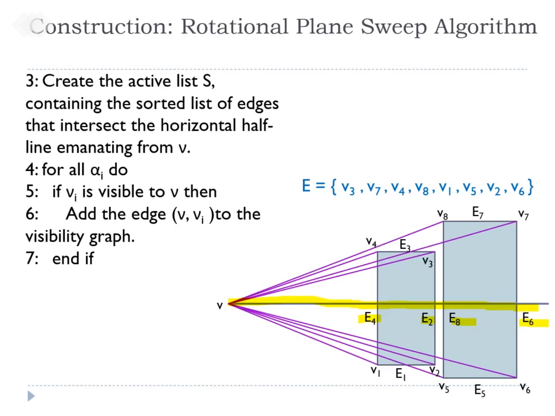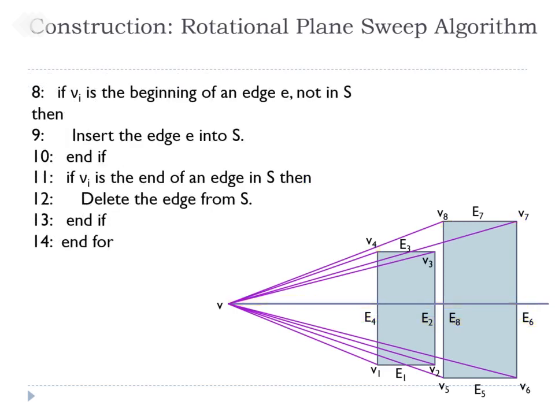Let us see, in case of V3, we can see that V3 is not visible from V. Because it is not visible from V, therefore we will not be adding V3 to the visibility graph. Similarly for V7 also it is not visible, but V4 and V8 are visible. So definitely they will be put in the visibility graph, like VV4 and VV8 are two edges that will be kept in the visibility graph.